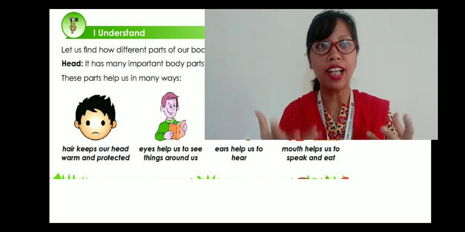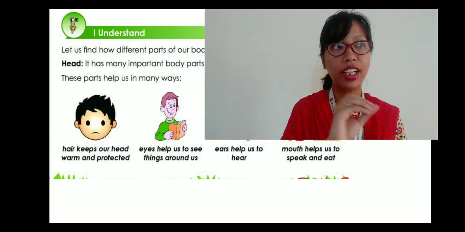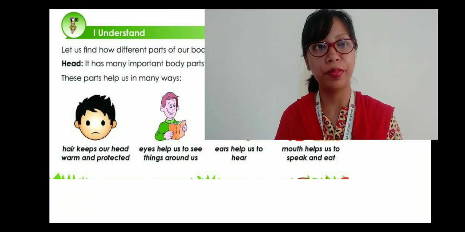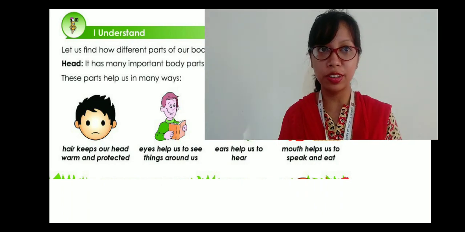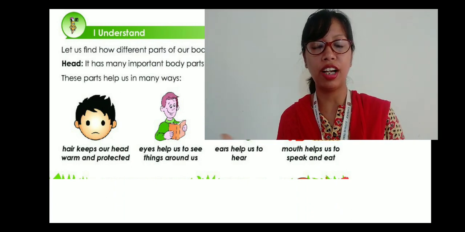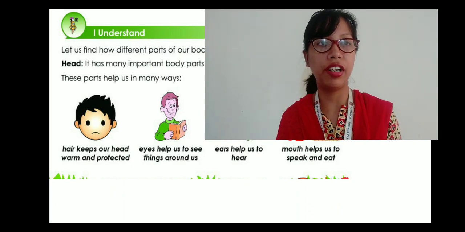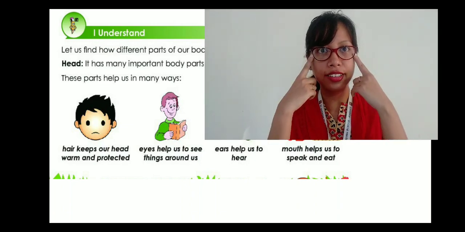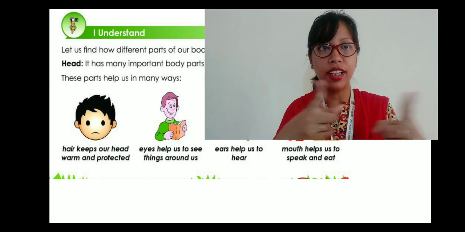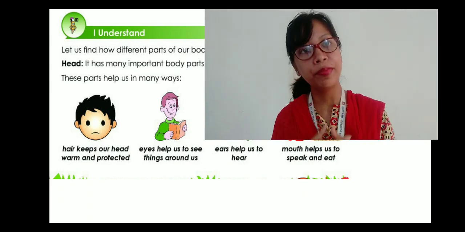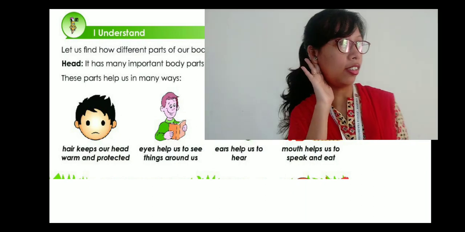So how do eyes help us? We look at things, right? We are looking at the screen of the mobile, the laptop, yes? Even I am also looking. You're looking at the book, you have the pencil, you can see your chair, table. So why can we see? Because of the eyes. We have the eyes so that we can see the things around us. Clear? Next we have the ears.